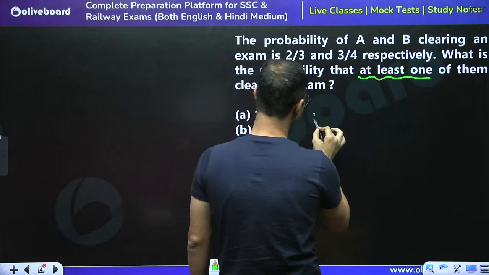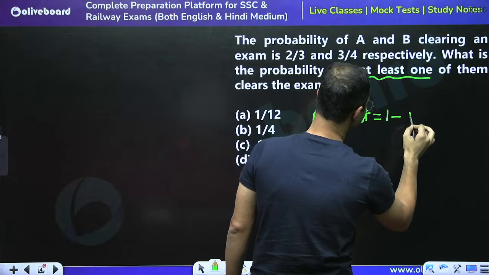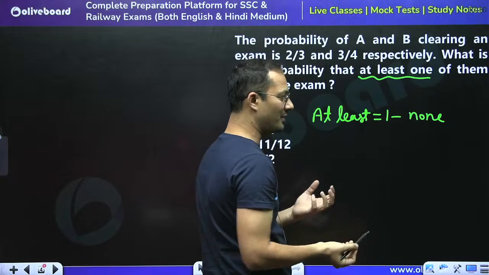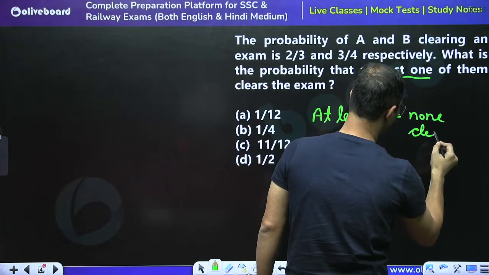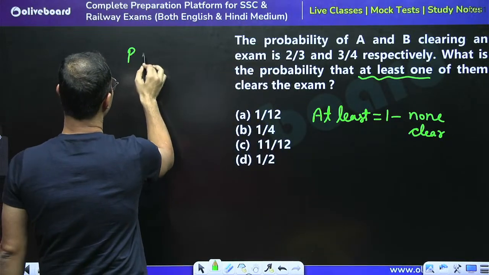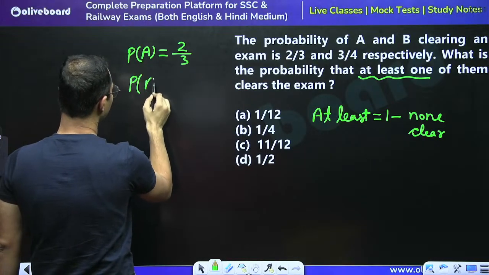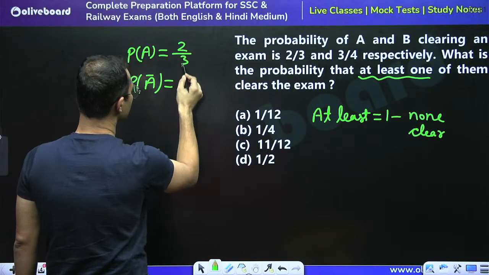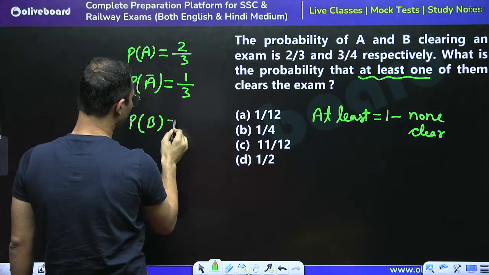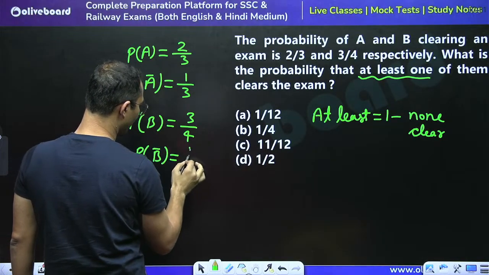See, the probability for at least is always given by 1 minus none. Here, at least one clears the exam means 1 minus none clear the exam, right? We know that the probability for clearing the exam by A is 2/3. So what is the probability for A not clearing the exam? We can say 1 minus 2/3, so it will be 1/3, simple. The probability for clearing the exam by B is 3/4, so for not clearing the exam by B it is going to be 1/4, right?